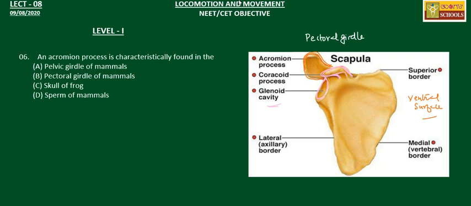So an acromion process is characteristically found not in the pelvic girdle. We see it in the pectoral girdle of mammals. It's not even in the skull of a frog. In any other animals also, the acromion process is not part of the skull. And sperms, not at all. So the answer is pectoral girdle of mammals.